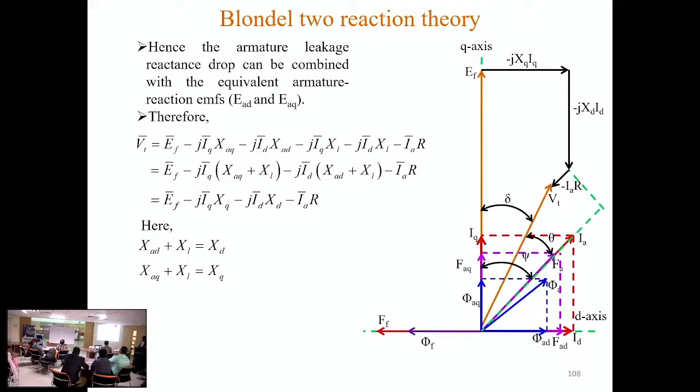Okay, so XAD plus XL, that is XD, which is known as the D axis synchronous reactance, and XAQ plus XL, that is XQ, which is the Q axis synchronous reactance.